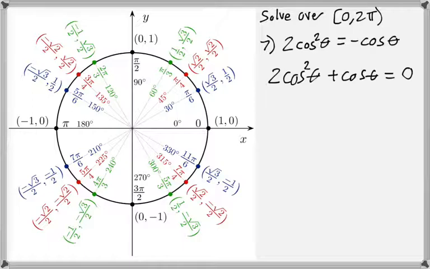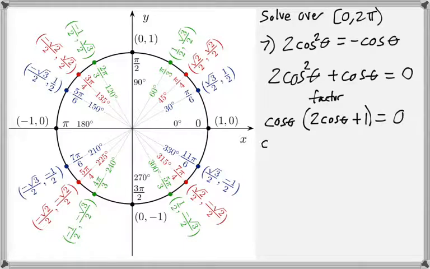Then I want to factor. So I can factor out a cosine out of both of these terms. So cosine of theta, and that will leave a 2 cosine here, and then a plus 1 here. So then I want to set both of these equal to 0, and then solve.